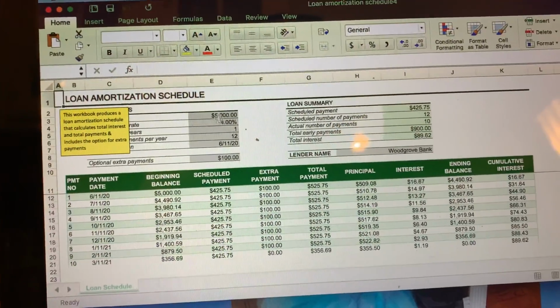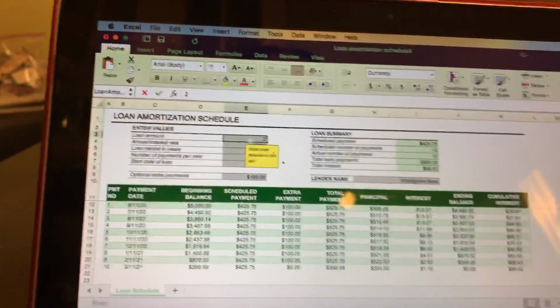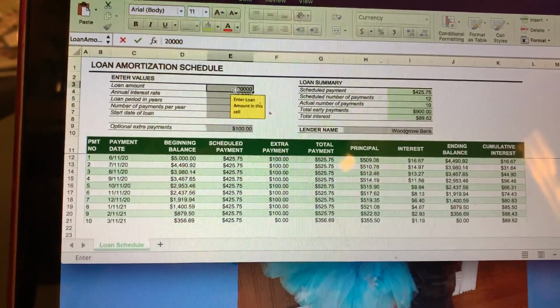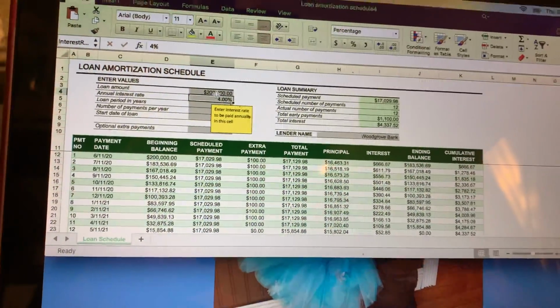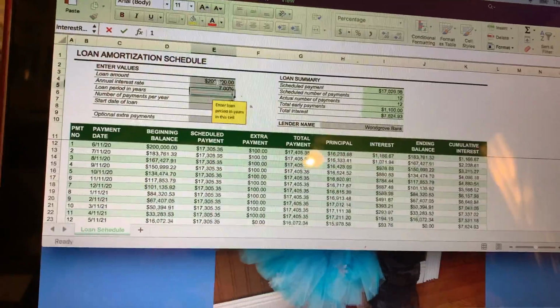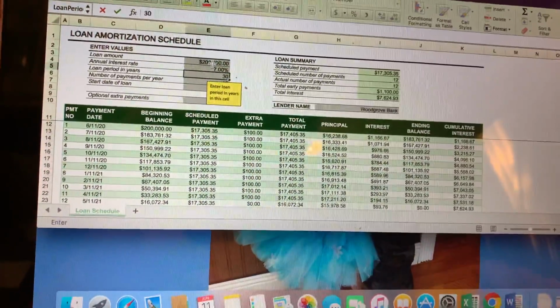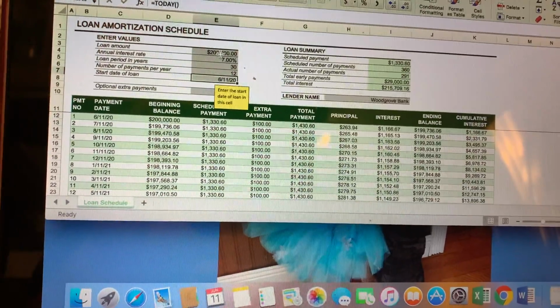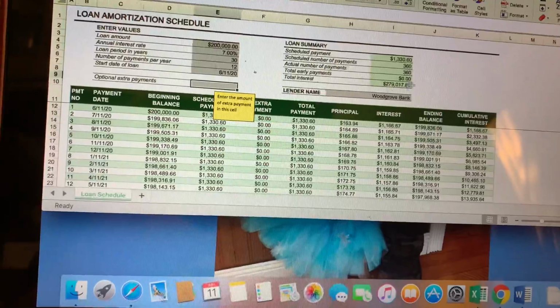All right, so first of all, for the first house, you're buying a $200,000 house. So 2, 1, 2, 3. All right, your interest rate is 7%, so put that in there. The loan period in years, it says a 30-year mortgage. All right, you're paying 12 months. Now here, optional extra payment, you keep it blank, okay?